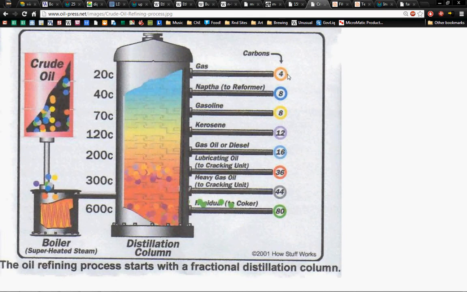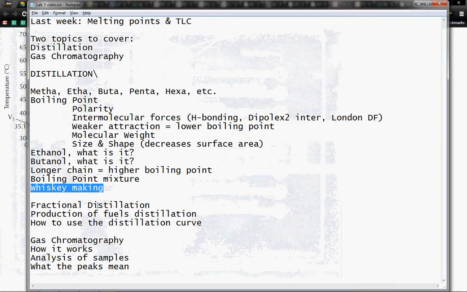So the boiling points will be higher down here, which means that they're more difficult to evaporate, which is why they have to heat them up so much. And the boiling points will be lower up here because the column will be very cool here, and they can still recover that.